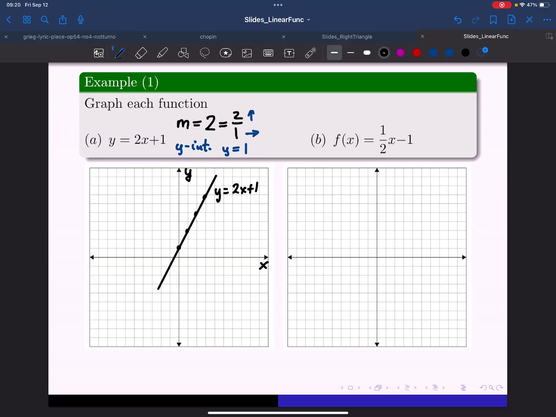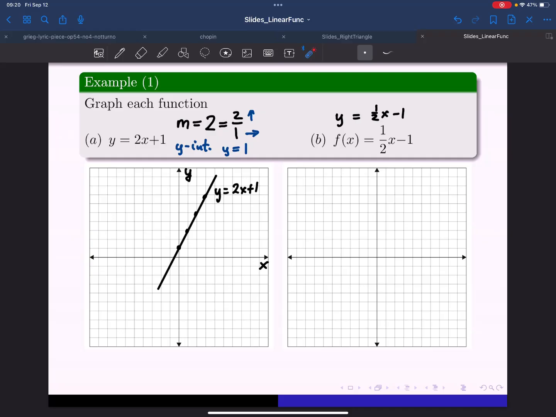Let's see example B. So we have f of x is equal to 1/2 x minus 1. I hope we know that instead of f of x, we can always write that this is y is equal to 1/2 x minus 1. We interchange y and f of x. F of x is a different notation for the value of y. If we want to denote a function, the variable is x.